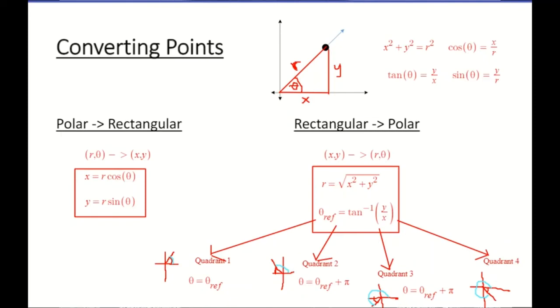So a lot to remember here. I'm not going to ask you to memorize all this. I would just make sure you have these written down somewhere in your notes. Let me go ahead and box this out to call out the different cases. So quadrant 1, the angles are the same. Quadrant 2 and quadrant 3, you're going to add pi to find theta. And then in quadrant 4, you're going to add 2 pi.